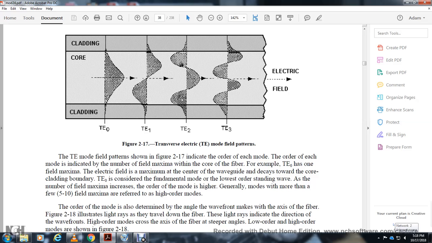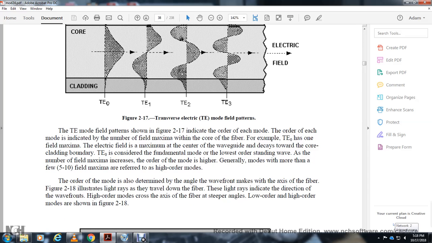The higher the number of field maxima, the higher the order of the mode. The general modes have more field maxima. A few, 5 to 10 field maxima, refer to the high order modes. The order of the mode is related to how far away from the axis of the fiber it travels.